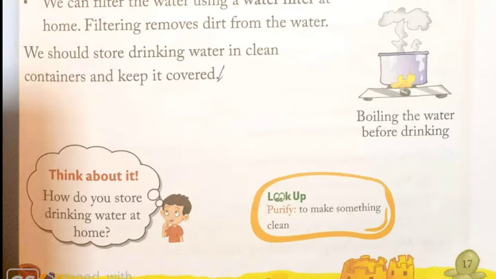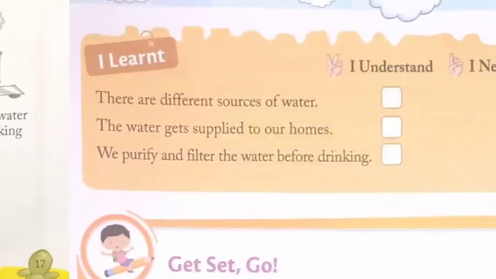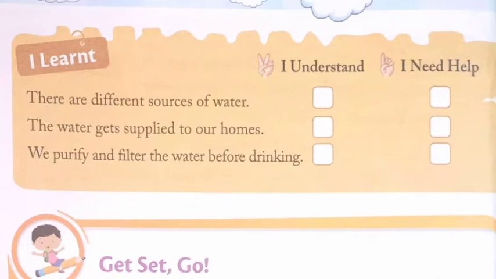Clean. So what we see from the above activity is that by filtering or by boiling the water, we are trying to clean the water so that we can drink this water as pure water, I mean the filtered water. What we learn from this lesson is that there are different sources of water. Do you understand this, or do you need any help?